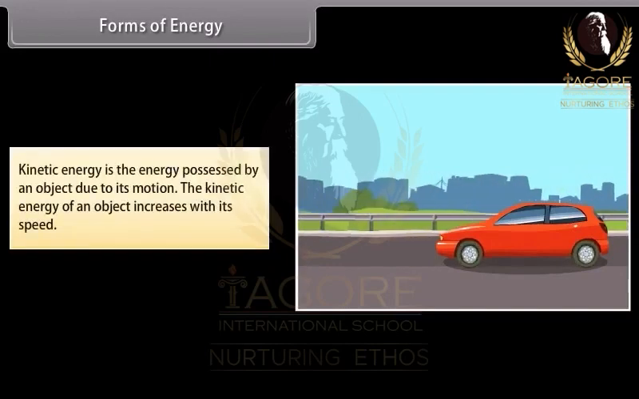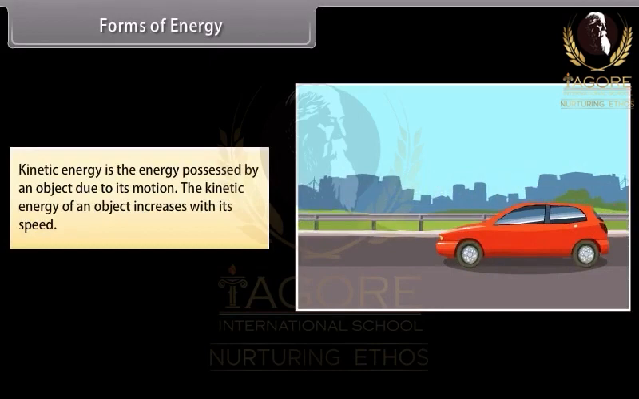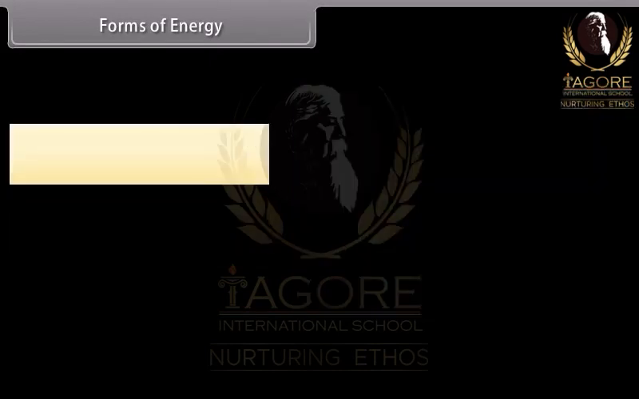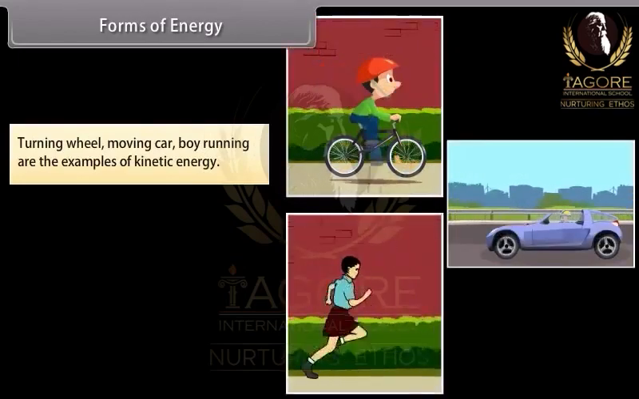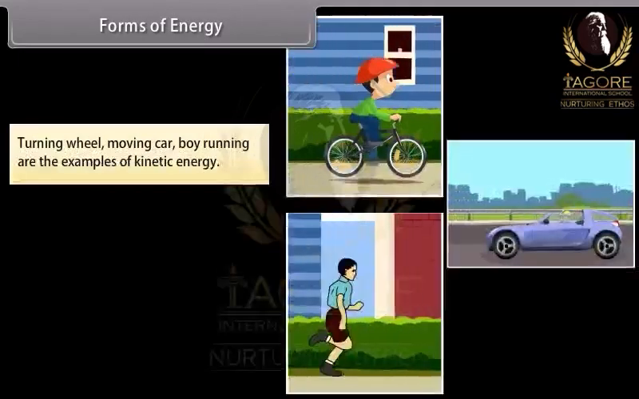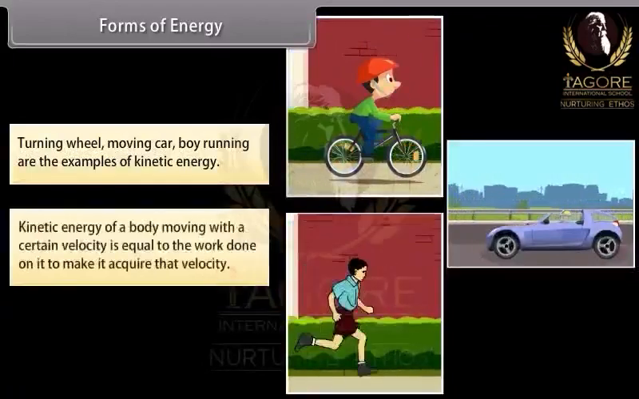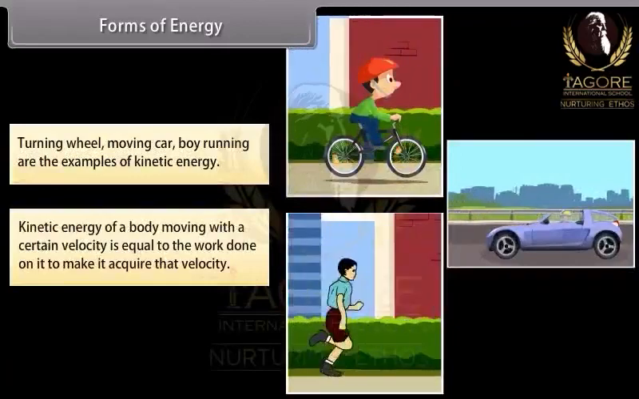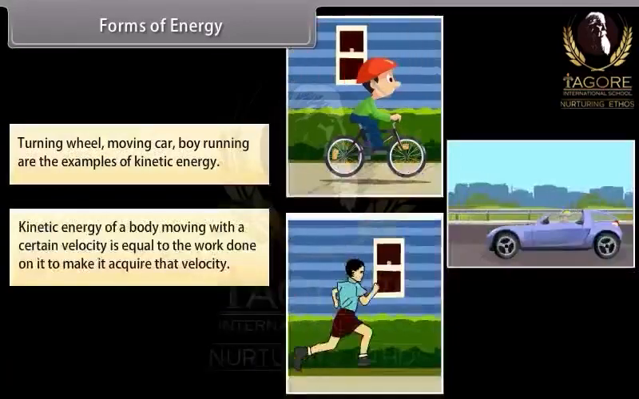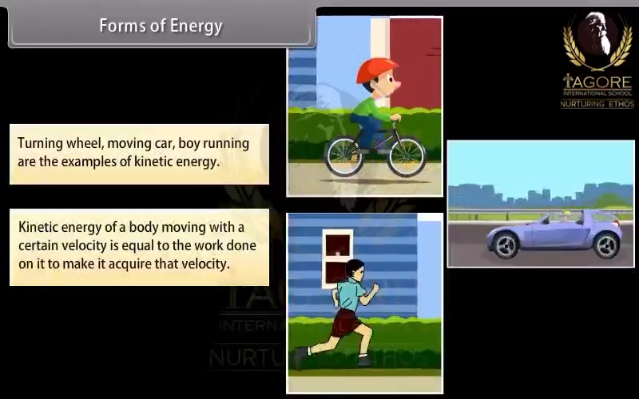Kinetic energy is the energy possessed by an object due to its motion. The kinetic energy of an object increases with its speed. Turning wheel, moving car, boy running are the examples of kinetic energy. So we say that the kinetic energy of a body moving with a certain velocity is equal to the work done on it to make it acquire that velocity.